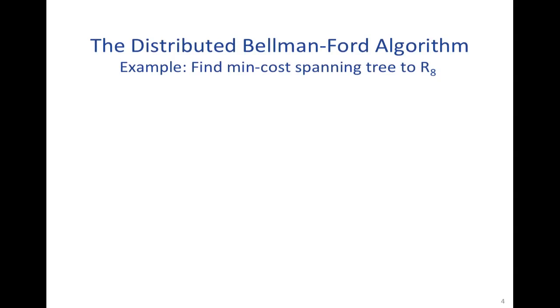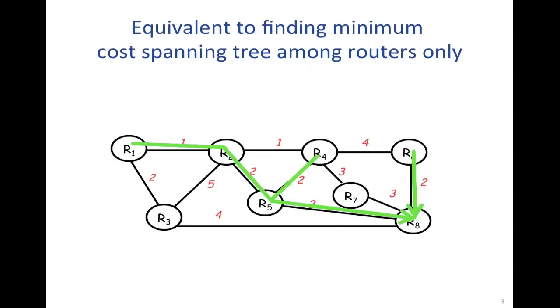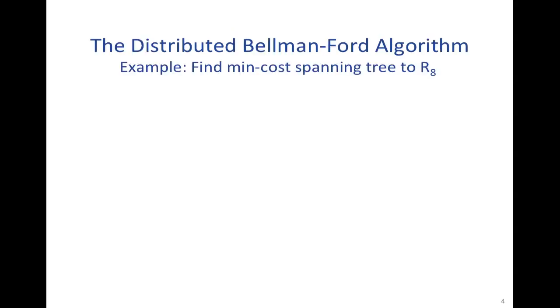In this example we're going to use the case of trying to find the minimum cost spanning tree to R8. Just to remind you, in the previous slide, this was the router in the bottom right-hand corner. So this green spanning tree shown here is the minimum cost spanning tree for everybody to reach R8. Remember that in general, all of the routers are going to be building the lowest cost spanning tree to reach all of the other routers. So we're just taking one specific case here of finding that minimum cost spanning tree to R8.